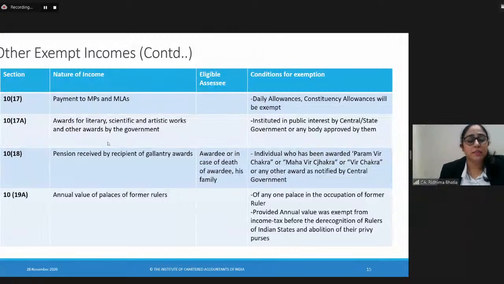Next is Section 10, Clause 17A, awards for literary, scientific, and artistic works and other awards by the government. Very common, let's see, national awards. Have you heard of national awards? These are awards facilitated by the government, not the Filmfare Awards I'm talking about, the national awards. The award money you receive is exempt under Section 10, Clause 17A. Again, these awards should be by the government, not by some private company. Any award facilitated by the central or state government would be covered here.